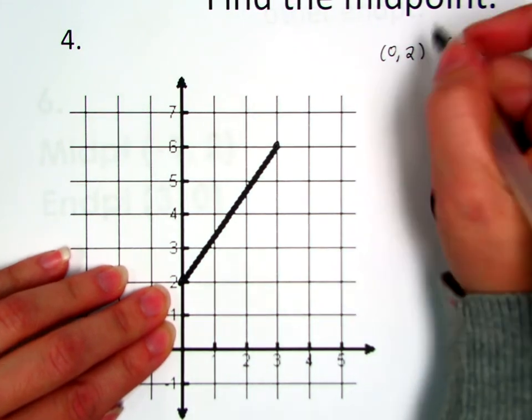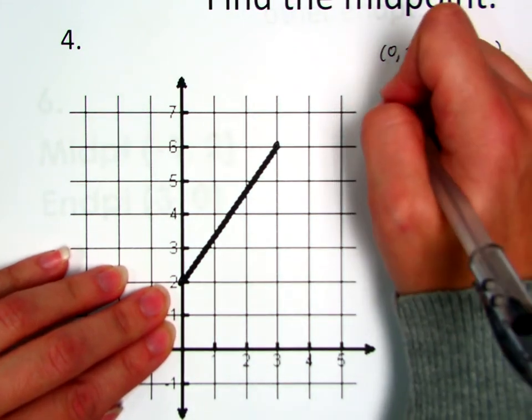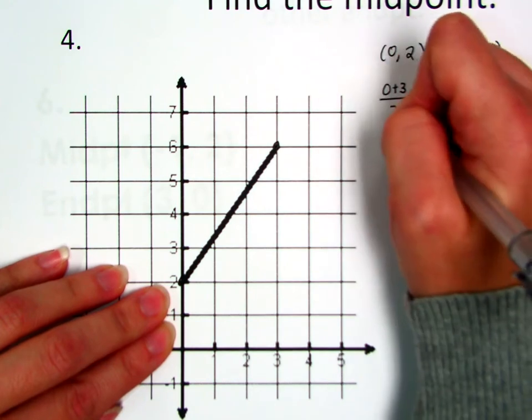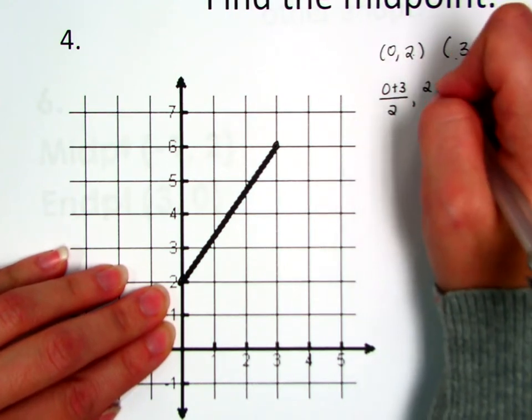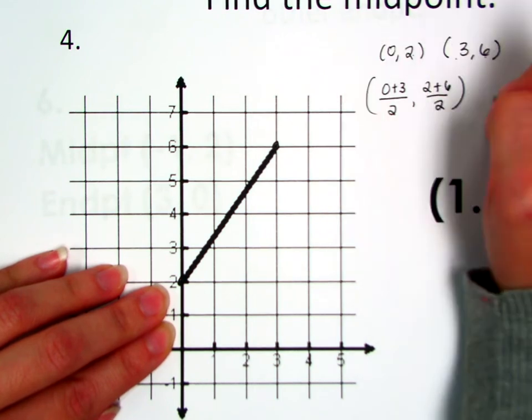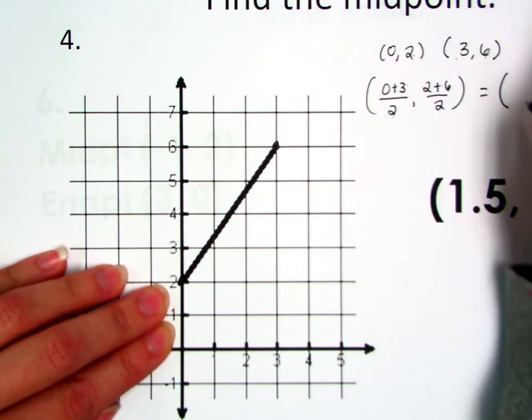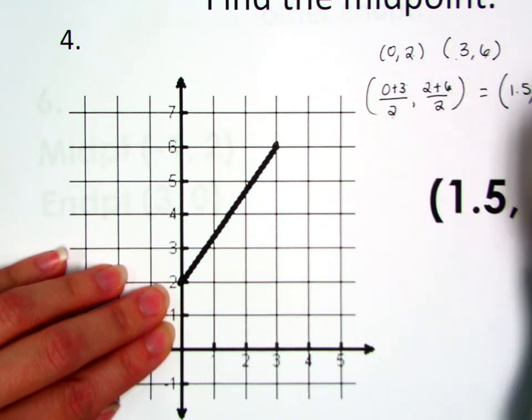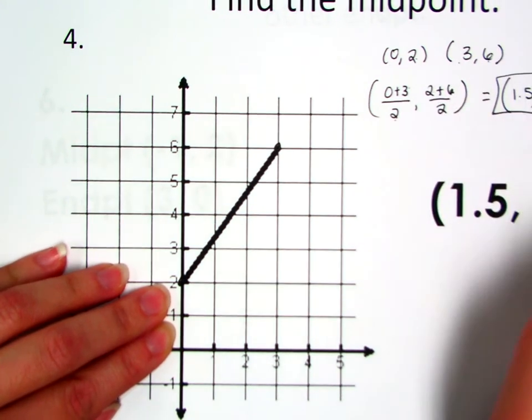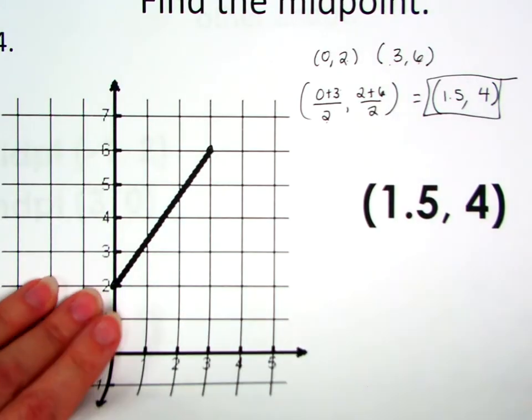The midpoint formula takes your x's and adds them together, so 0 plus 3, and then divides them by 2. Takes your y's, adds them together, 2 plus 6, and then it's going to divide it by 2. And so what you're going to get here is 3 divided by 2, which is 1.5. And then 2 plus 6 is 8, divided by 2 is 4. So this would be considered your midpoint, (1.5, 4).